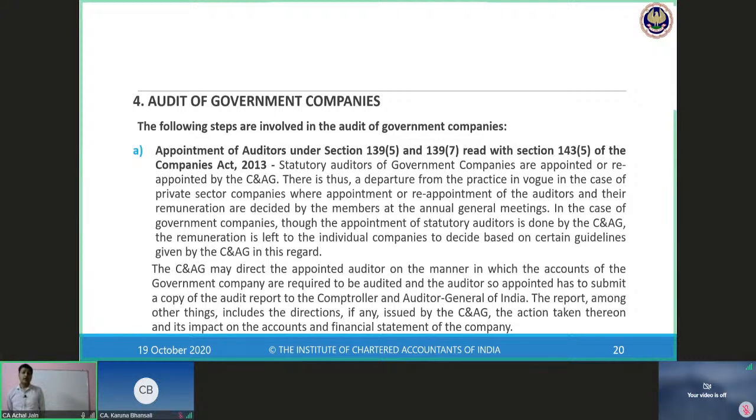Now let's move on to the audit of government companies first of all. So now we are getting into the details. So far we have had a brief discussion around some of the things which we need to understand in the context of government companies, PSUs, and the auditor, audit authorities, or the committees, etc. So now we are starting with the audit of the government company. So first of all, appointment should happen. Statutory auditors of the government companies are appointed or reappointed by the CAG. Okay, so the auditor in this case is appointed by the CAG.